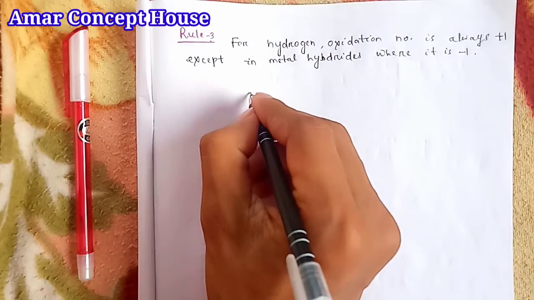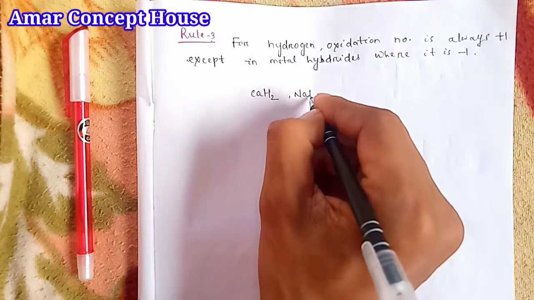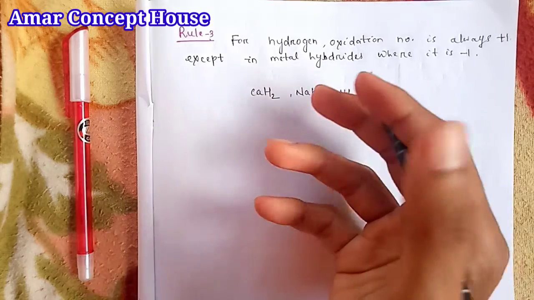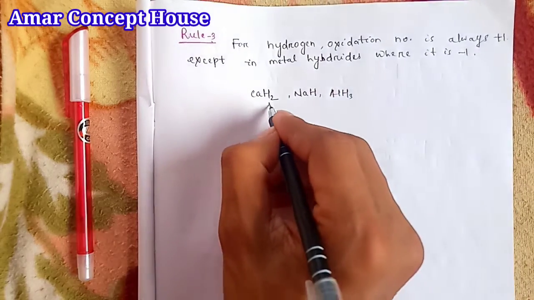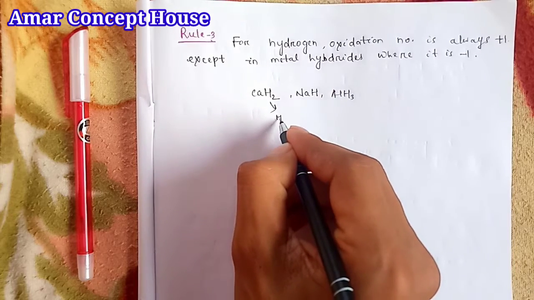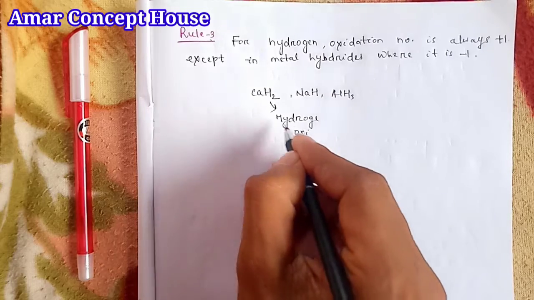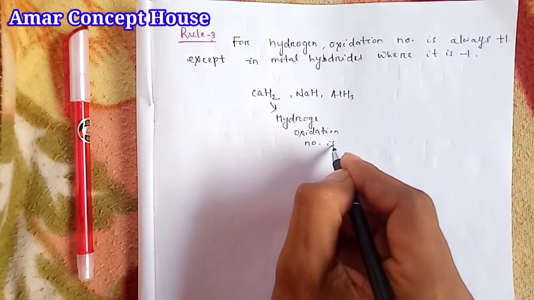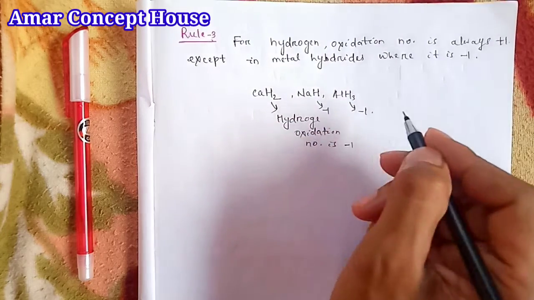For example, metal hydrides like CaH2, NaH, AlH3. In these metal hydrides, the oxidation number of hydrogen is -1. Clear? In NaH, the oxidation number of hydrogen is also -1.